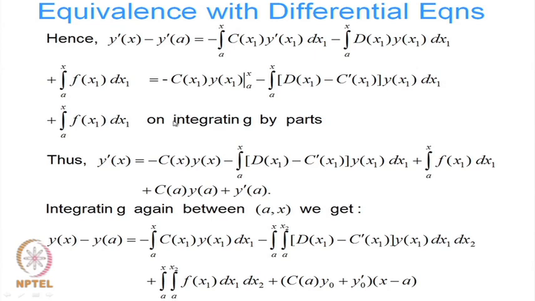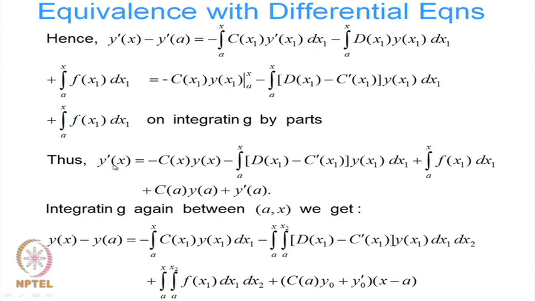So we get this on integrating by parts, and therefore again rearranging terms now. So I have y prime of x is equal to minus, so I am evaluating this at the limit, so I get c(x) y(x) plus c(a) y(a). So this is just evaluating it here, and then I have this term right there, and then I have integral f(x1), and I have brought this y prime a to the right hand side, right. From the left hand side I have brought it to the right hand side.